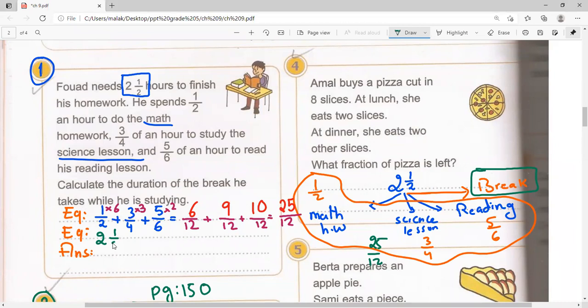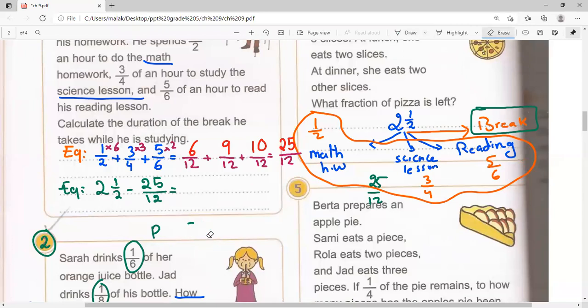Now, how many hours does he spend in the lessons? 25 over 12, right? Let me write it on the line. Leia, are you hearing me? Okay, so two and a half, and 25 over 12. Yeah, continue, Leia.